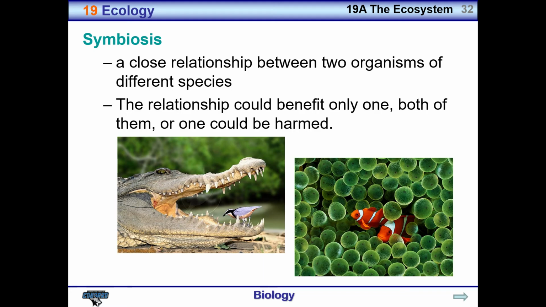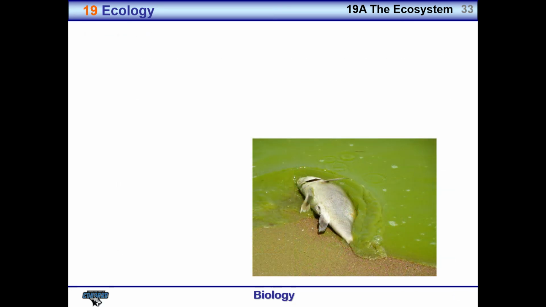In the one on the left, we have a crocodile, and then we have a bird that pecks around inside the mouth, picking out food debris. And so the crocodile does benefit somewhat, and the bird clearly benefits by finding sources of food. On the right, we have Nemo living where he's protected. So there could be only one benefiting in that situation.